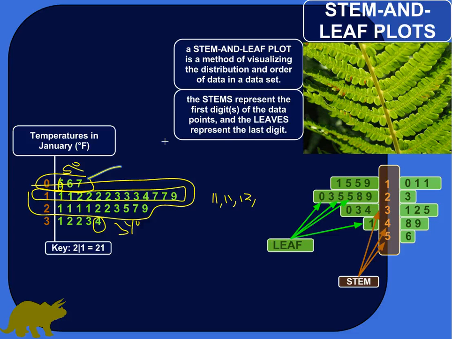They're good for medium-sized sets of data. You don't necessarily want to record 1,000 observations on a stem and leaf plot. That might not be that useful, but for something like this, 31 values, 100 values, something like that, it can really help you visualize the patterns in the data and help you pick out the smallest value, highest value, etc.